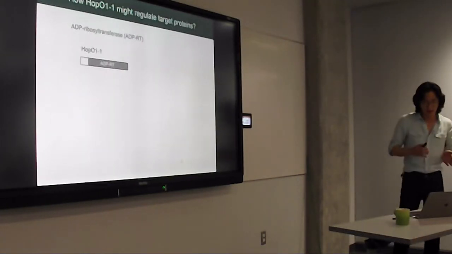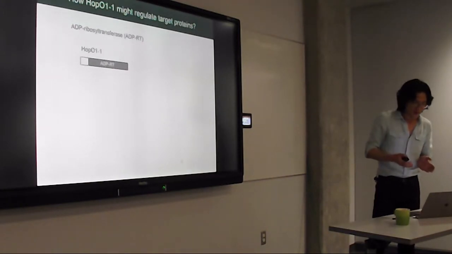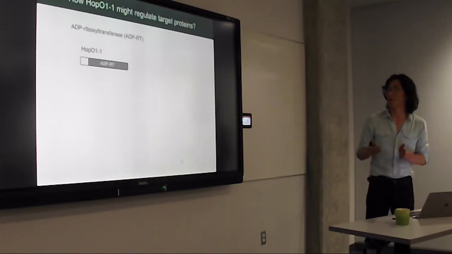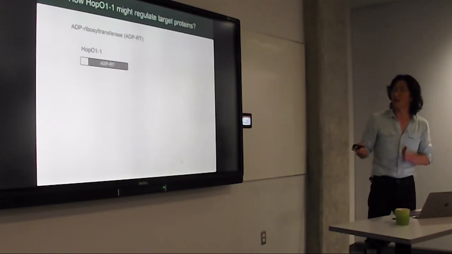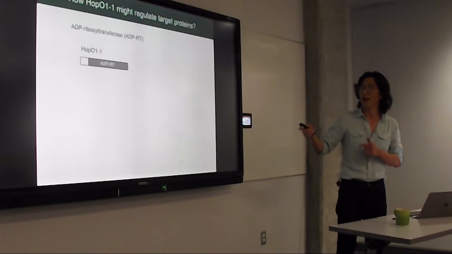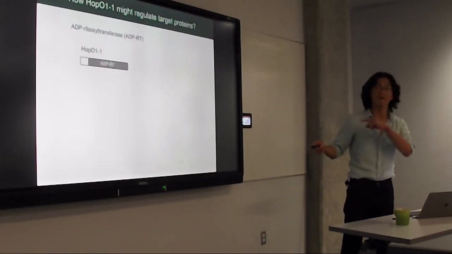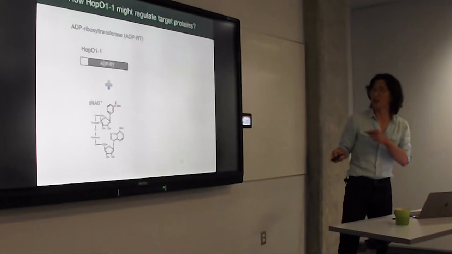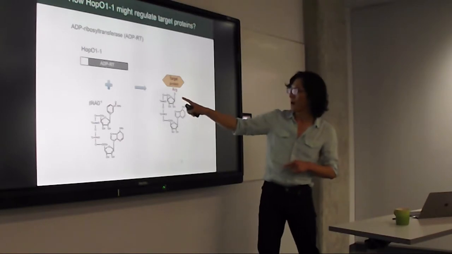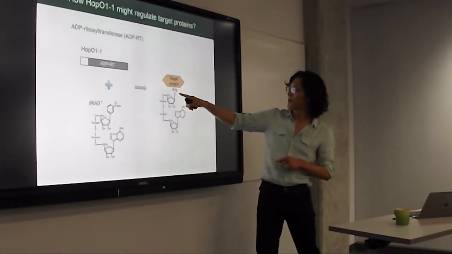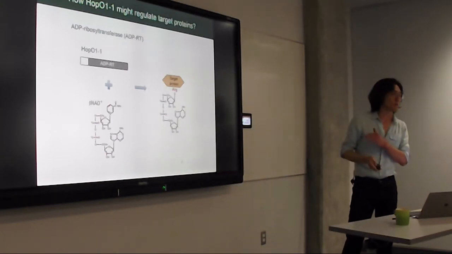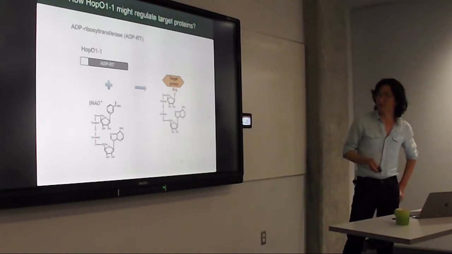Then after collecting this data, the very next big question I would like to answer is how HAP01-1 manipulates the target protein. Based on amino acid sequence homology, HAP01-1 is predicted to be an ADP-ribosyltransferase. That's a type of enzyme that can post-translationally modify target proteins by using beta-NAD+ as a substrate, and it can conjugate the ribosyl group to the target protein at the amino acid arginine. This type of modification has been shown to be involved in protein degradation.